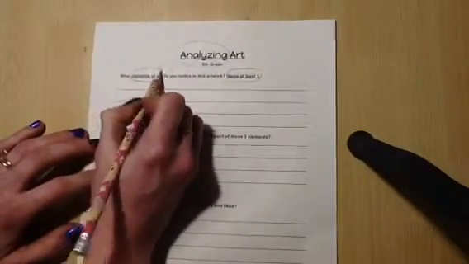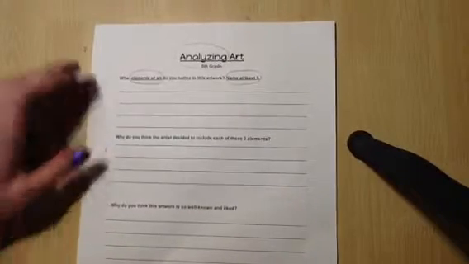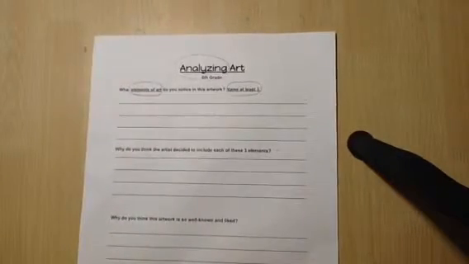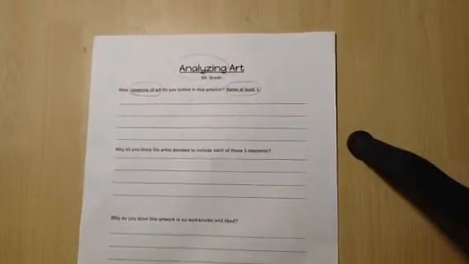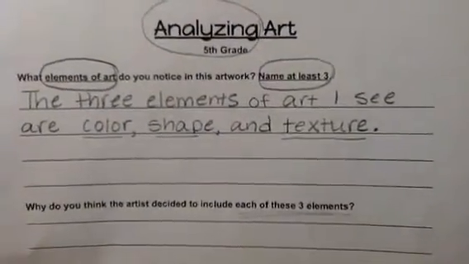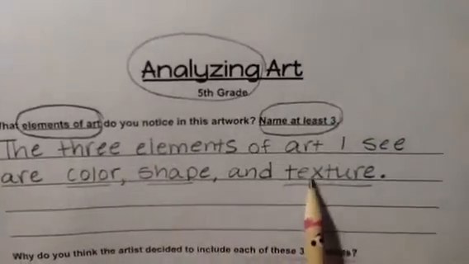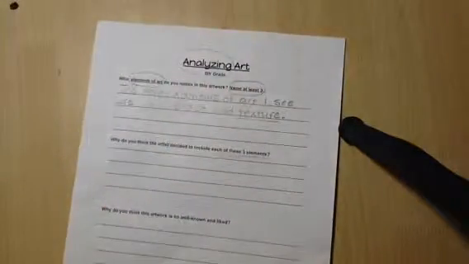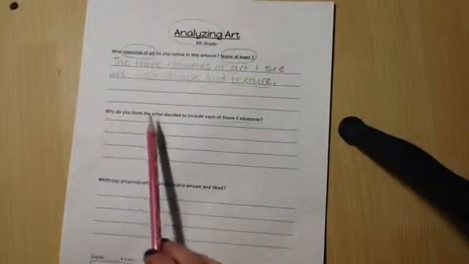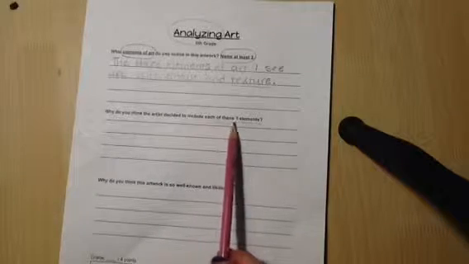And so you need to pick 3 elements of art that you see. You have a list of elements on the back of your worksheet in case you forget what they are. Here's my answer. I wrote, the 3 elements of art that I see are color, shape, and texture. I picked 3 things off of the list on the back of this paper to write down that I really do see in the picture. Also, I wrote in a complete sentence. Let's do the next question.